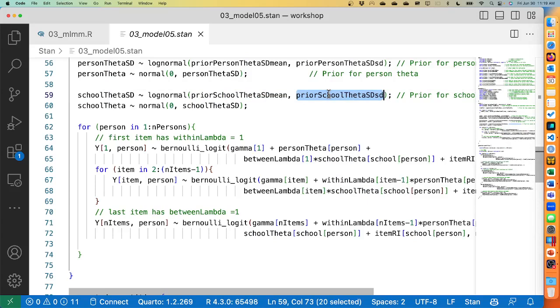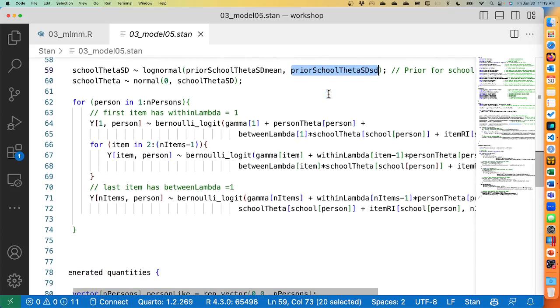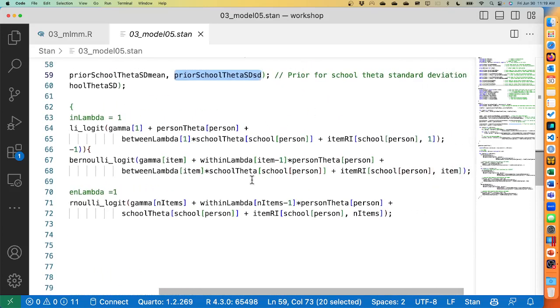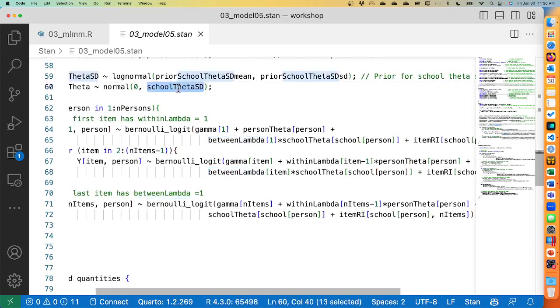Let's see. So how many new parameters am I adding in this model? You want help with that one? Should I just tell you? Count them up. All right. So we have school theta. There's 62 schools, so there's 62 new thetas. And we have between lambda, of which we have 9, one for the first 9 items, and then the last one's set. So that's now 71. And then finally, a school theta standard deviation. So 72 new parameters. So quite a few new parameters with it.